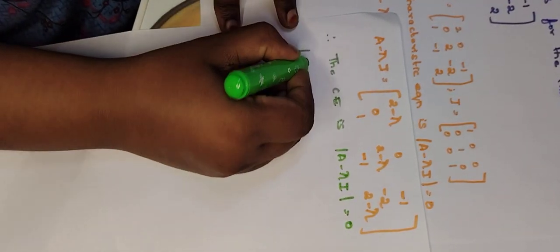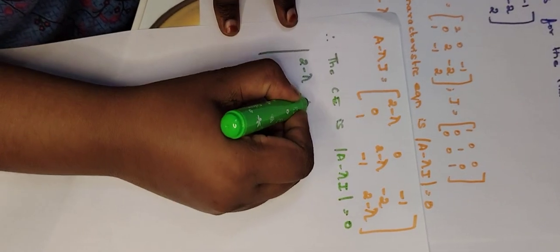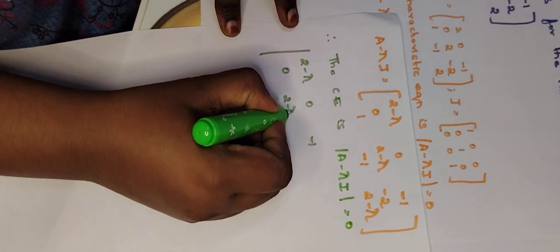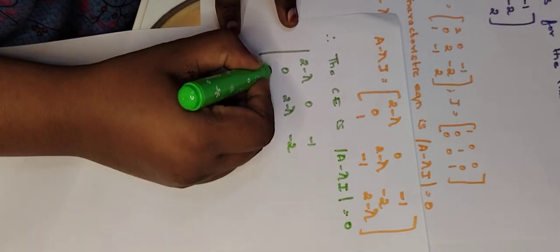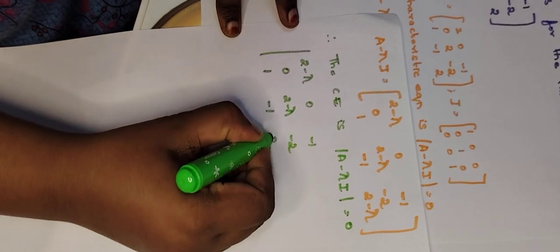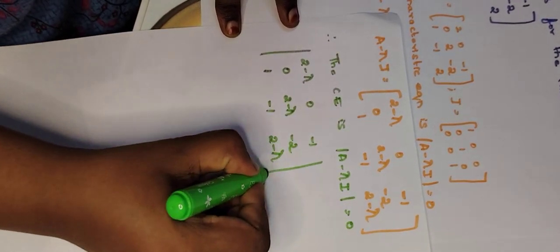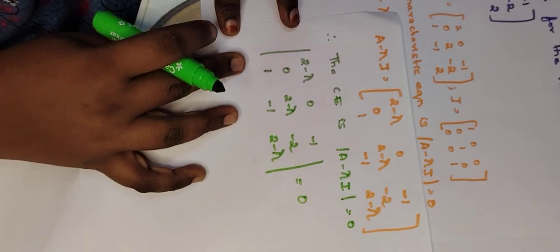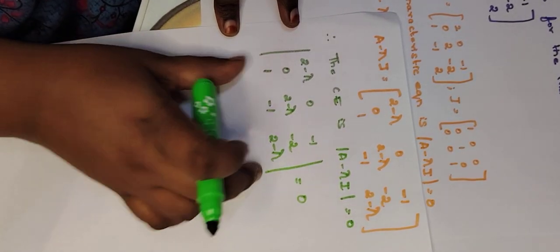The determinant of 2 minus lambda, 0, minus 1, 0, 2 minus lambda, minus 2, 1, minus 1, 2 minus lambda should be equal to 0. So now I am going to find the determinant of this matrix.